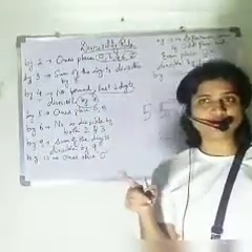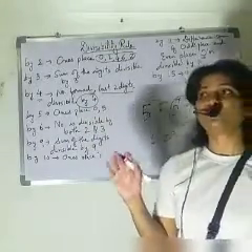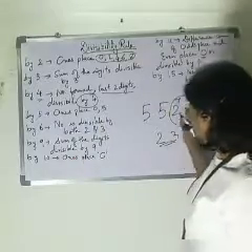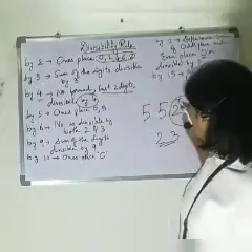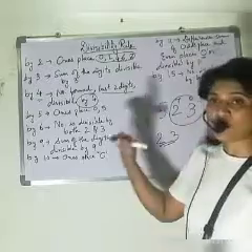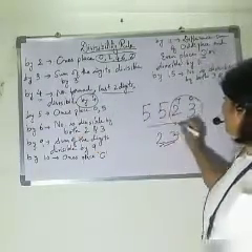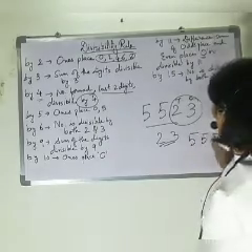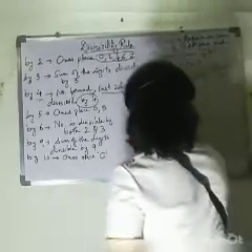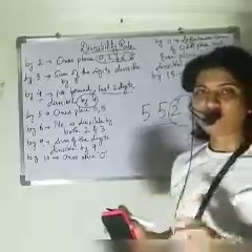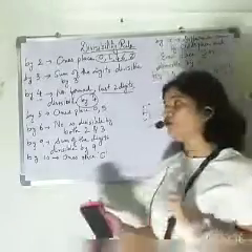In 4's table, do we get 23? 4 sixes are 24. We don't get 23. That means the number formed by the last 2 digits is not divisible by 4. That means the whole number 5523 is not divisible by 4.